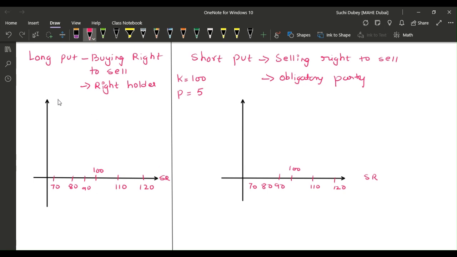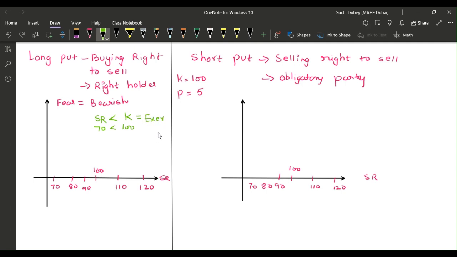Okay, now let's understand what was the fear of this long put holder. Why did he buy the right to sell? Because he fears that in future the spot rate will be bearish. This means he's going to exercise the contract only when his fear comes true, that is, when the spot rate will be lesser than K, say 70. Now the question is: if the spot rate is 70 and your K is 100, you have a put option, will you exercise or not? You will say yes, I want to exercise.